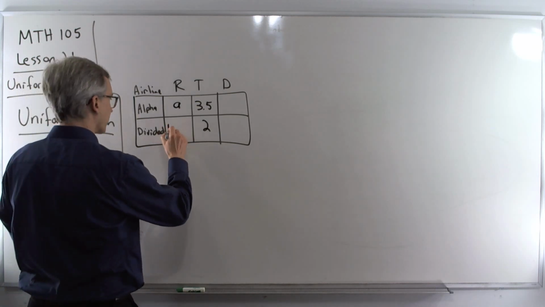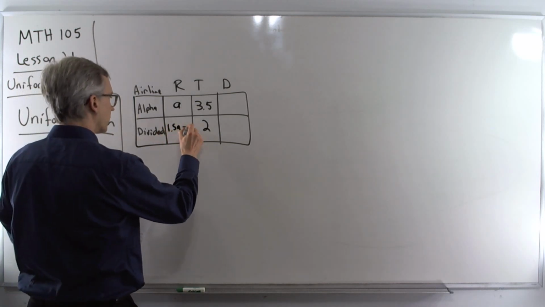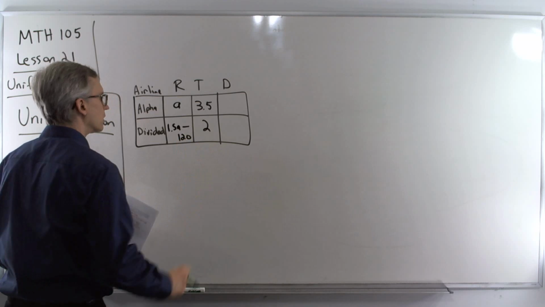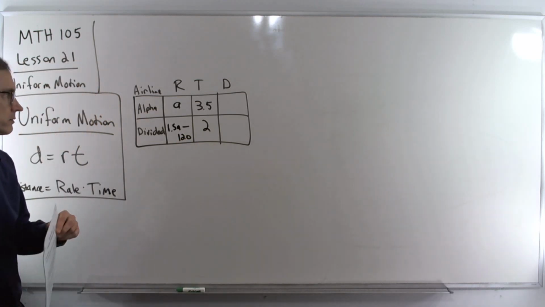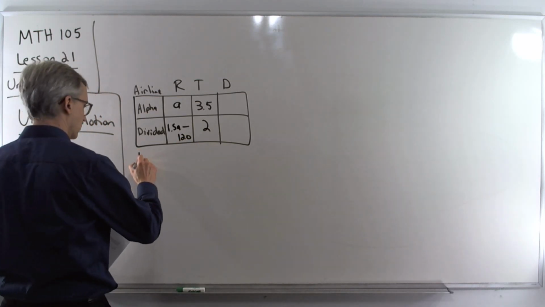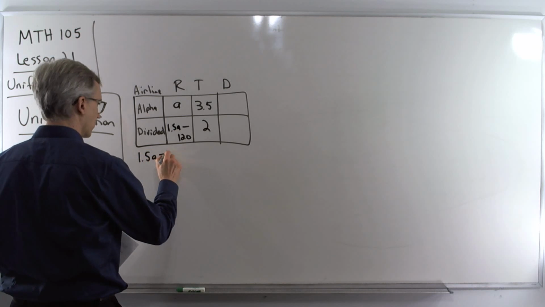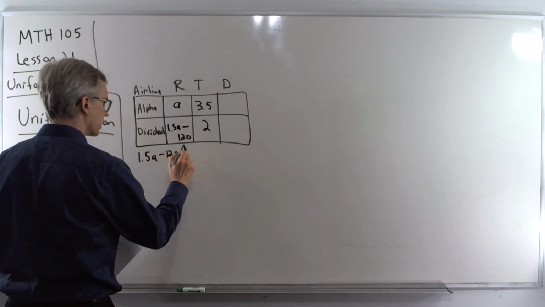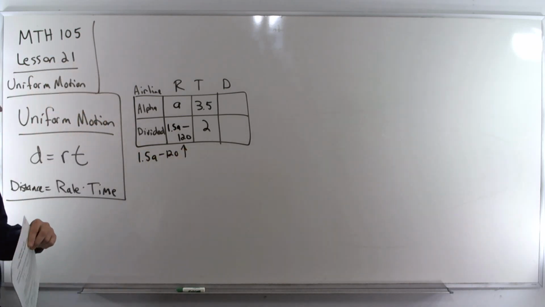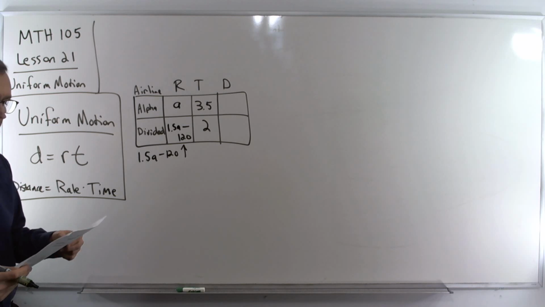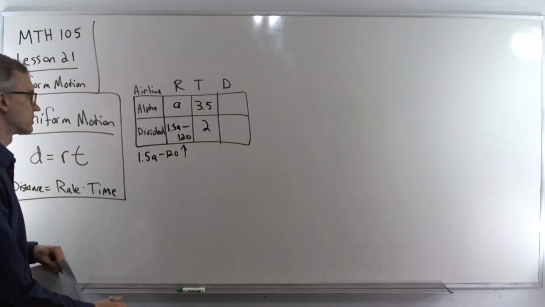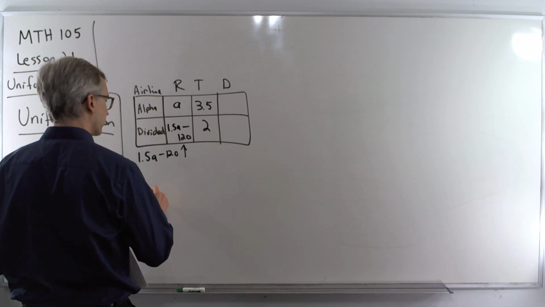So 1.5 times alpha minus 120. In case you can't read that, I'll write it over there. 1.5 alpha minus 120 for the rate. And now for the distances, then we're going to multiply these out.